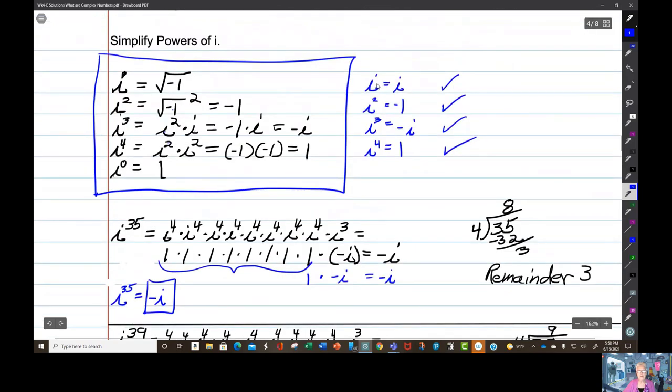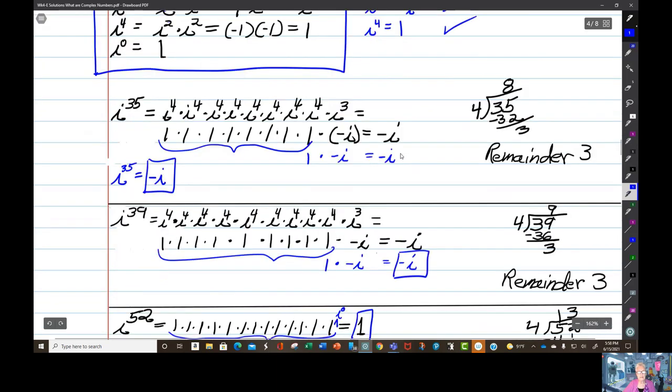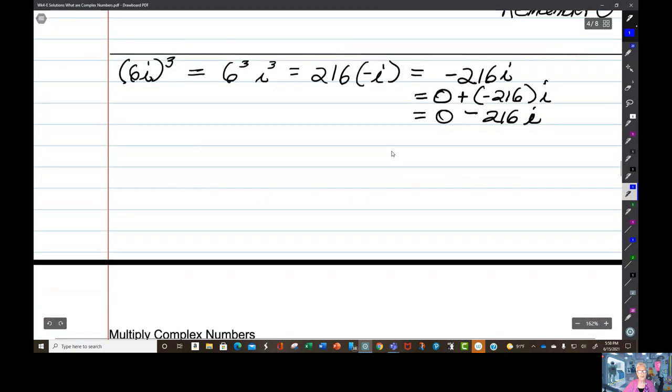Now that you know all that, that i is the square root of negative 1, i squared is negative 1, i to the 3rd is negative i, and i to the 4th is 1, we are ready to multiply. Well, actually, I have to do this first. 6i raised to the 3rd power is going to be 6 to the 3rd times i to the 3rd, which is 216, that's what 6 times 6 times 6 is, and i to the 3rd is negative i. So negative 216i is going to be our answer.